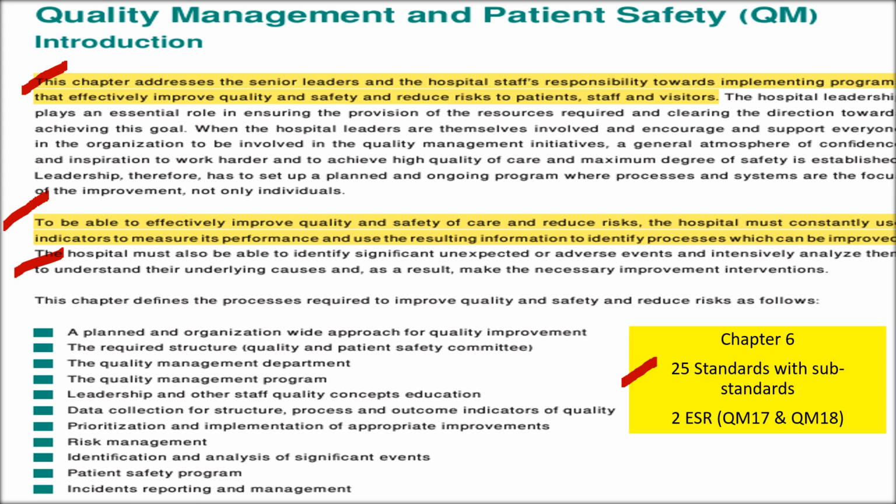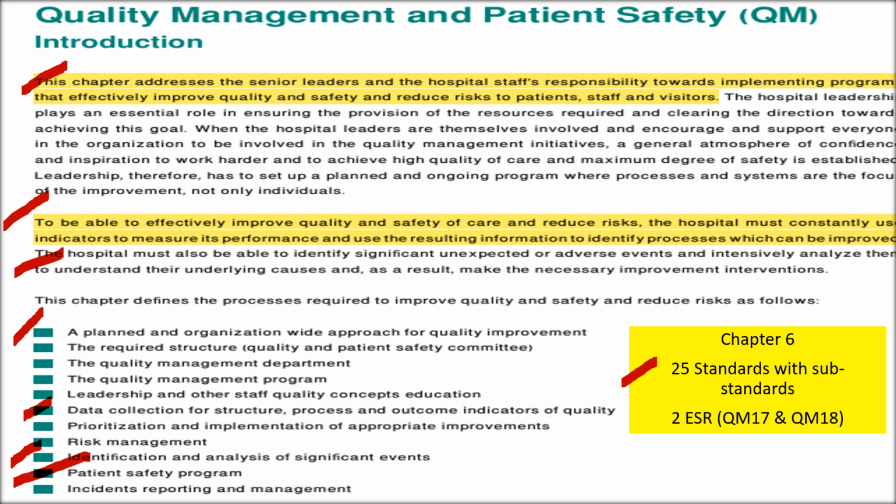Now, the required processes to improve quality and safety and to reduce risk include a planned and organization-wide approach for quality improvement; the required structure: Quality and Patient Safety Committee, the Quality Management Department, the Quality Management Program; leadership and other staff quality concept education; data collection for structure, process, and outcome indicators of quality; prioritization and implementation of appropriate improvements; risk management; identification and analysis of significant events; patient safety program; and incidents reporting and management.